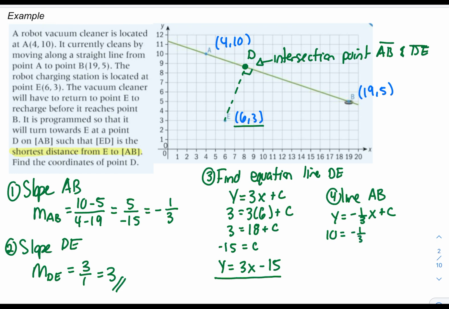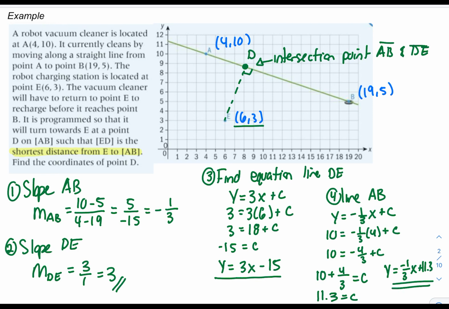And I'm going to get 10 is equal to negative 1/3 times 4 plus c. When we simplify this, we're going to get 10 is equal to negative 4 over 3 plus c. So we're going to be adding 4 over 3 on both sides. So 10 plus 4 over 3, that is our value of c. If you put this into your calculator, you should get 11.33333, but we can round to just 11.3. The equation of the line is y equals negative 1 over 3x plus 11.3. Now take out your calculators and we are going to find the point of intersection between our two lines.